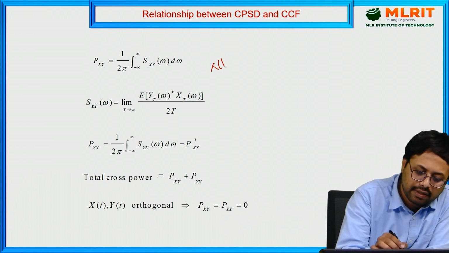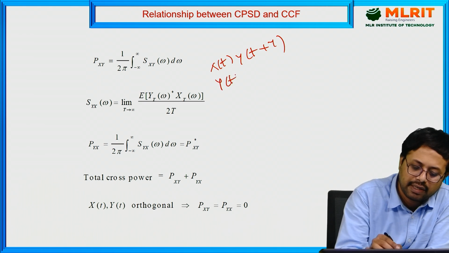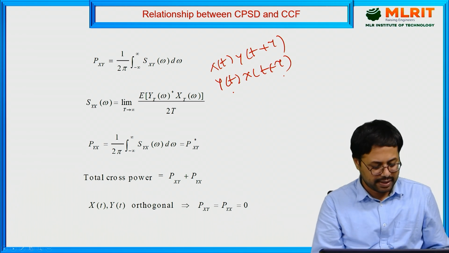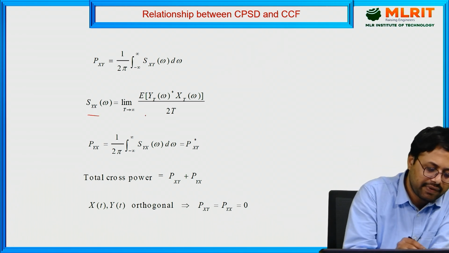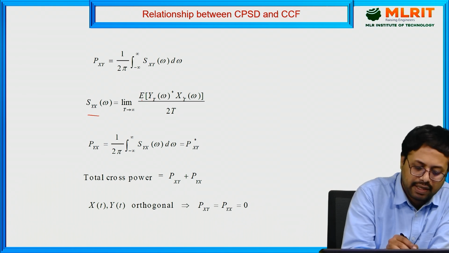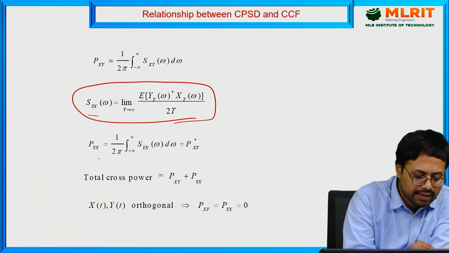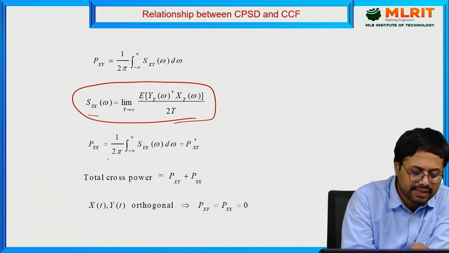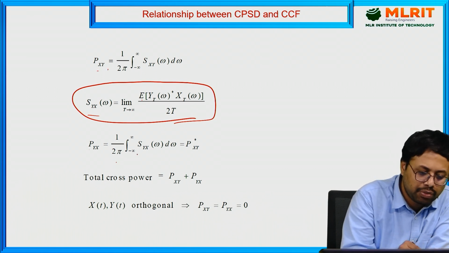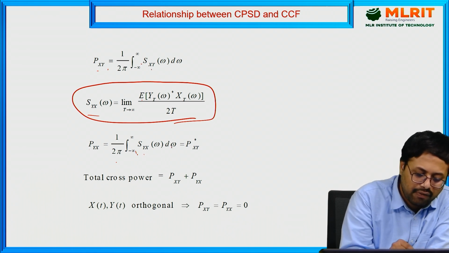Similarly, for x of t, y of t plus tau we have calculated. Similarly, you can calculate y of t, x of t plus tau, that is, y of t with respect to a delayed version of x. That is the concept here. Then the definition changes: limit T tends to infinity expectation of Y_T of omega conjugate into X_T of omega by 2T. Next, Pyx is equal to 1 by 2 pi integral minus infinity to infinity. Same, in place of xy you have yx: in place of Sxy you have Syx of omega d omega.